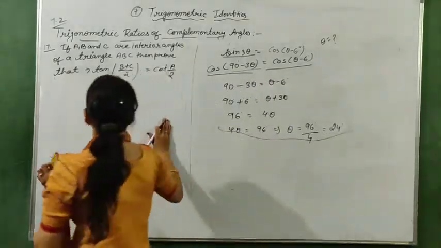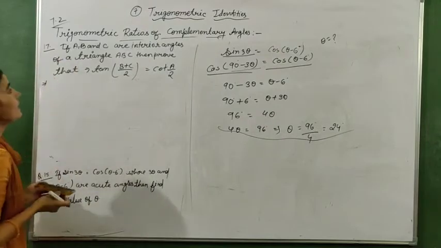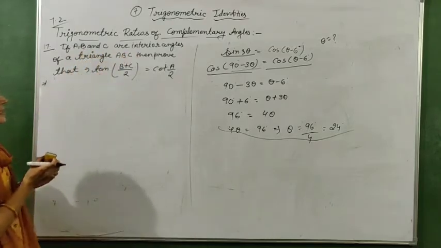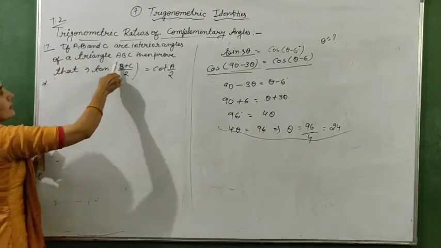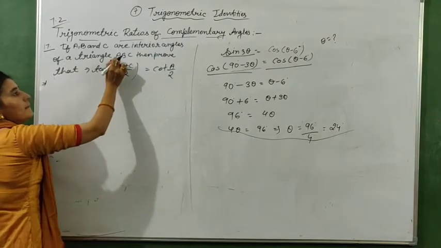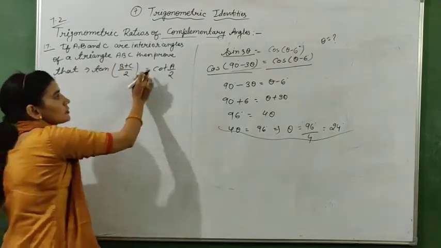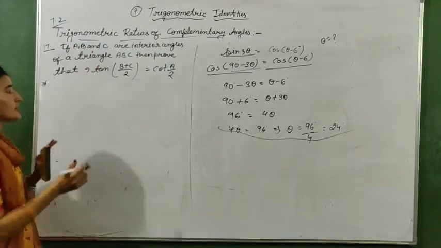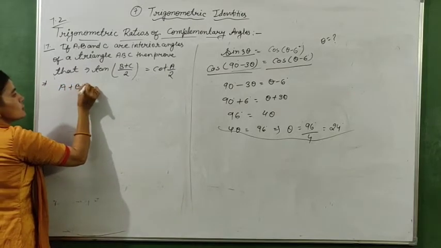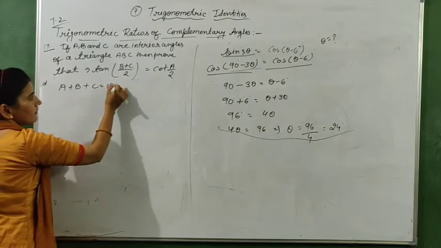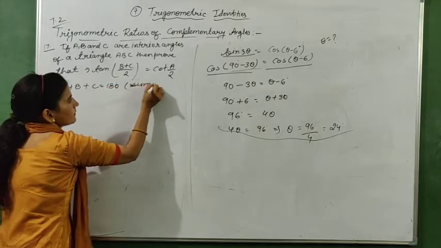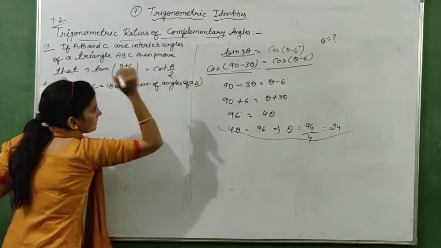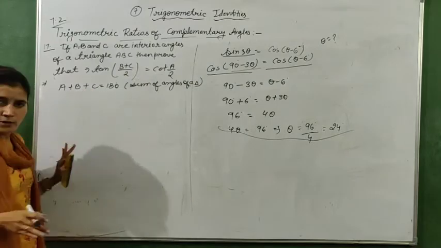Now question number 17. If A, B, C are the 3 interior angles of a triangle ABC, then we have to prove that tan ((B plus C) upon 2) is equal to cot (A upon 2). Students, A, B and C are 3 interior angles of a triangle. It means their sum will be equal to 180 degree, because this is the sum of interior angles of a triangle. A plus B plus C is equal to 180 degree.